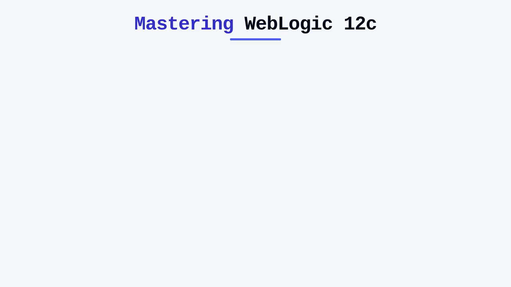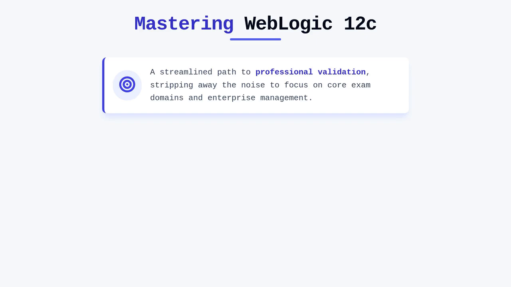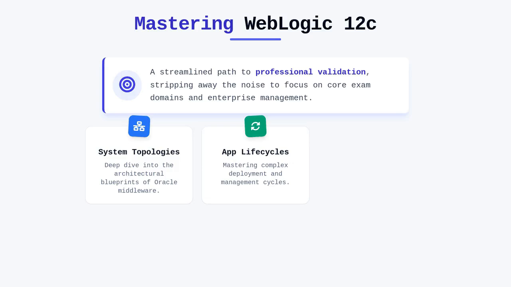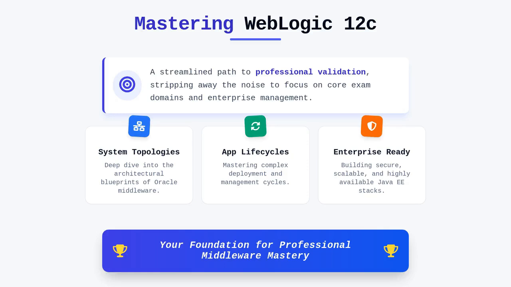If you are looking to validate your skills as a middleware professional, this course provides the most direct route to mastering WebLogic 12c. We strip away the unnecessary noise and focus precisely on the core domains required to pass the exam and manage enterprise environments effectively. By the end of this journey, you will possess a rock-solid understanding of system topologies and complex application lifecycles that define the modern Oracle middleware stack. This is your foundation for building highly available, secure, and scalable Java EE deployments.